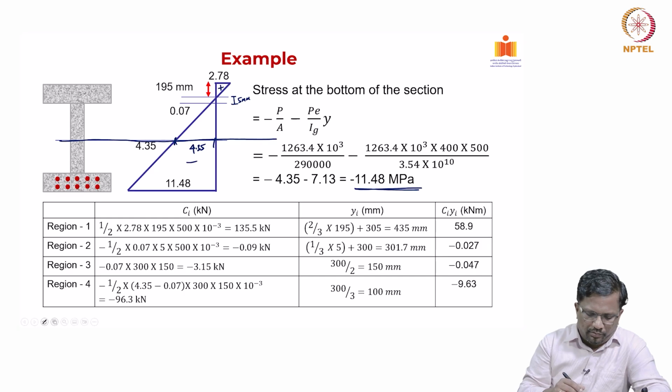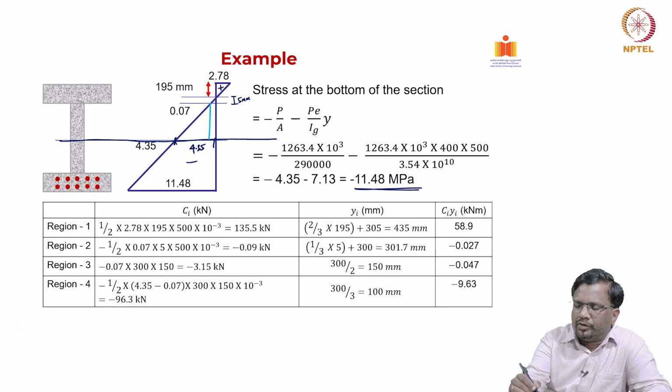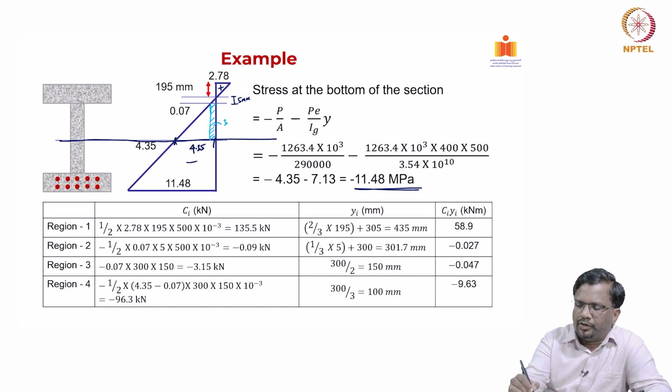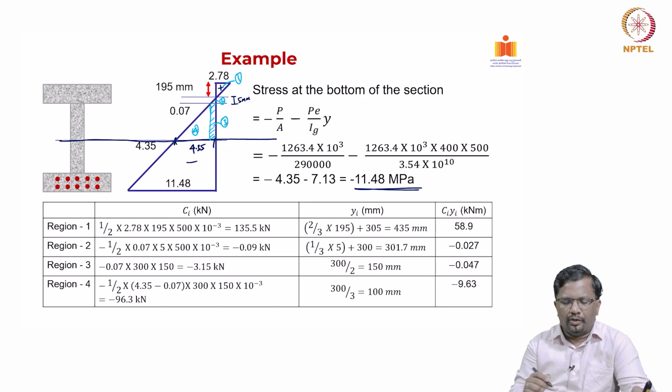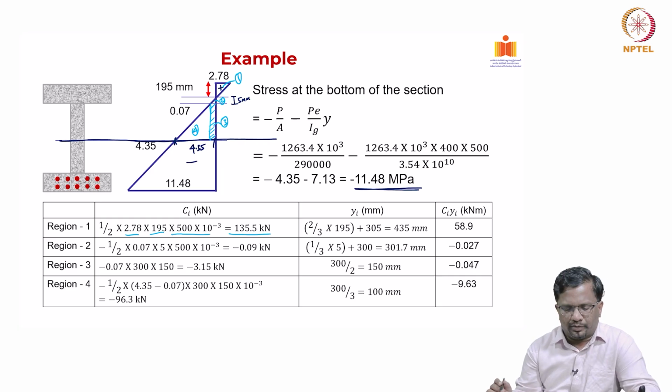So, now what I can do is divide this into 2 areas. This is one region, like this. So, this is your region 3 and this is region 4 and this is region 2 and this is region 1. For region 1, if you see, it is a triangular variation: 2.78 at the top, the distance is 195 and the flange width is 500. If you substitute the entire area, I get my force contribution from that area, which is in compression, which is 135.5 kilonewton.